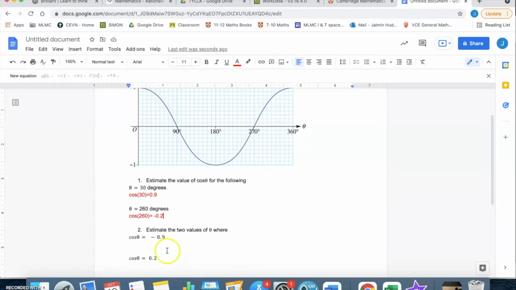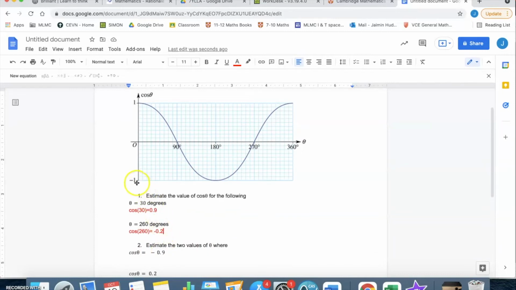This time it's going to be a little bit different with these two. So it says estimate the two values of theta, so the two angles, where cos theta equals negative 0.9. Okay, now negative 1's there, so negative 0.9 would be along here. So that would be the length just there. So I can see that the line, when it has a length of negative 0.9, looks like it hits here and it hits here as well. So if I go up, it looks like that's about 150 degrees for that one. And the other one over there looks like it's about 210.